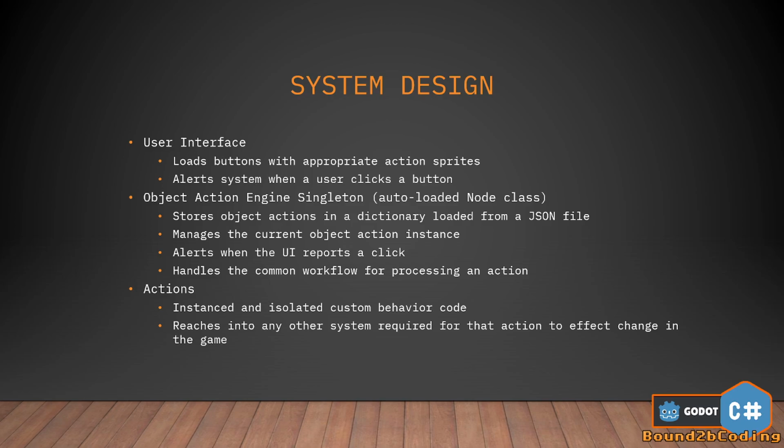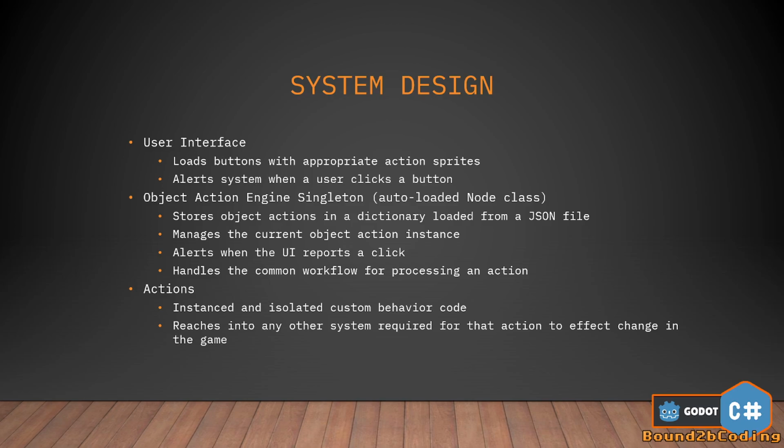The second part of it is an object action engine. Now that's a singleton. It is a class that's auto-loaded as a node whenever the game runs. And if you are familiar with singletons, you know that these singletons load at the top of the scene tree and are available anywhere in the scene tree from any scene. The object action engine stores object actions in a dictionary, and those are loaded from a JSON file. The engine manages the current object action that is taking place. So I have an object action instance that's stored in the engine.